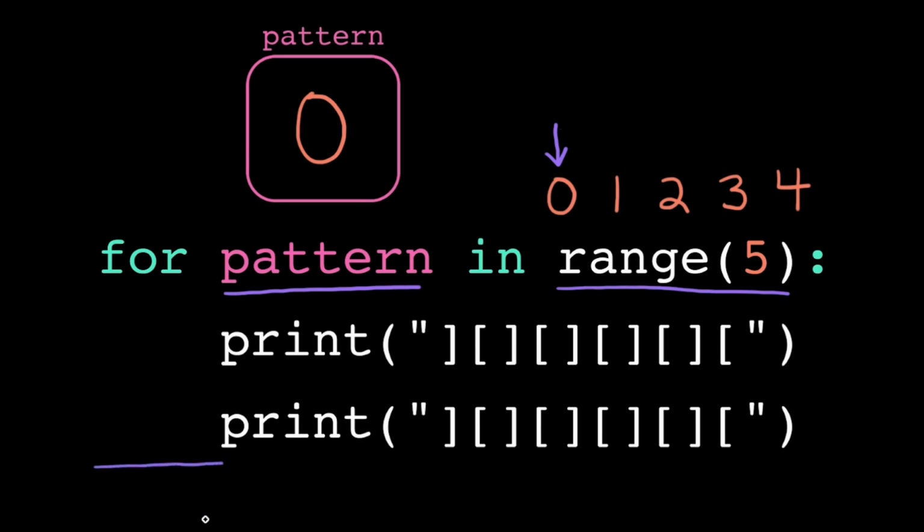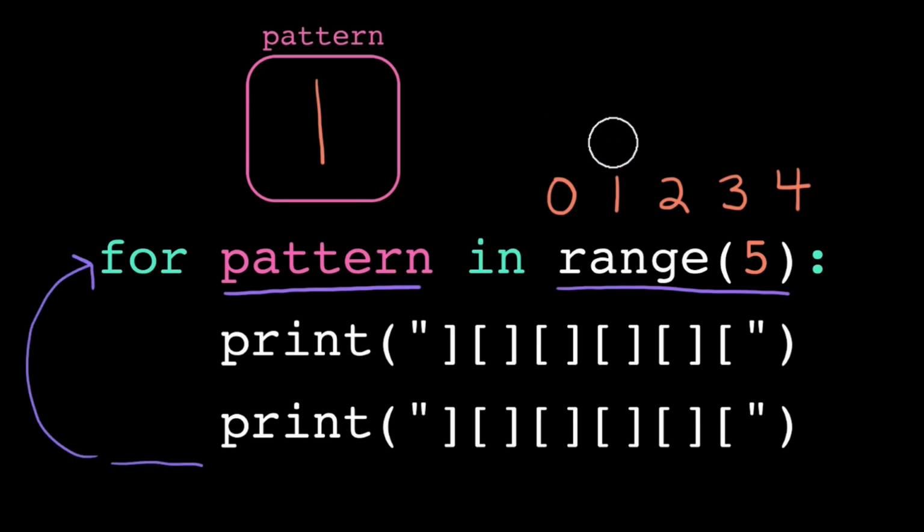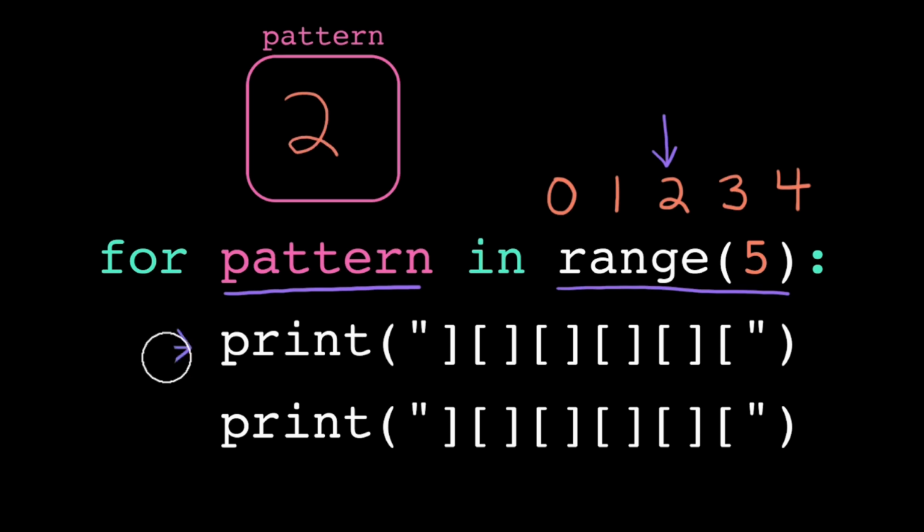When it gets to the bottom of the loop, as in the last line of code indented inside of it, it'll loop execution back to the top. Then it picks up the next value in the range and assigns that to the loop variable. So pattern now contains the value 1. It enters the loop body again, executes this print statement, then this print statement, hits the bottom of the loop, and then loops back to the top. It assigns the next value in the range to the loop variable, and then it repeats.